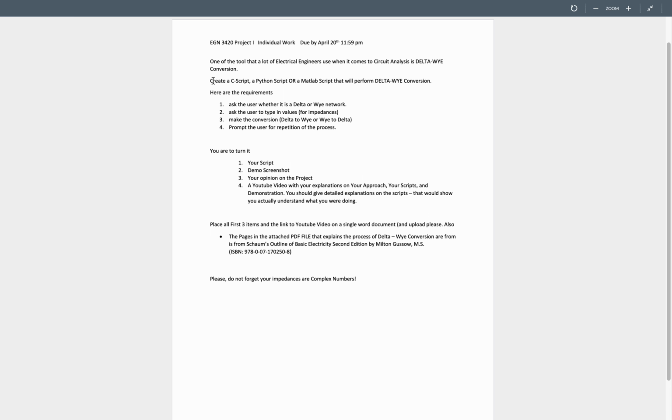Project 1 consists of us having to create a Delta to Wye conversion using either a C script, Python, or MATLAB script. The requirements that were given to us were that we had to be able to ask the user whether it's a Delta or Wye network, and we had to ask the user to input the values they want, which will be, of course, complex numbers as stated down here. And then we had to make the conversion, obviously, and then prompt the script to repeat it so the user can do a new conversion after they finish the first one.